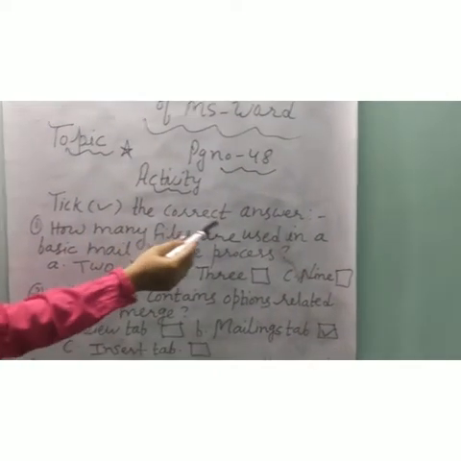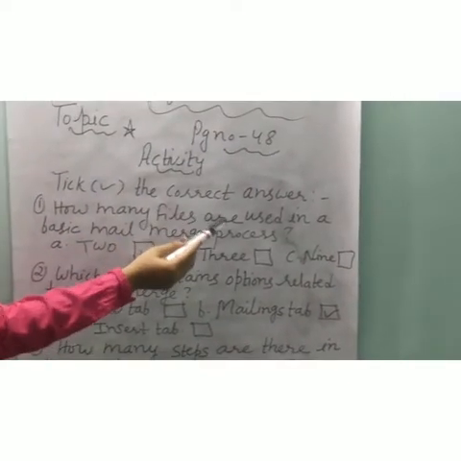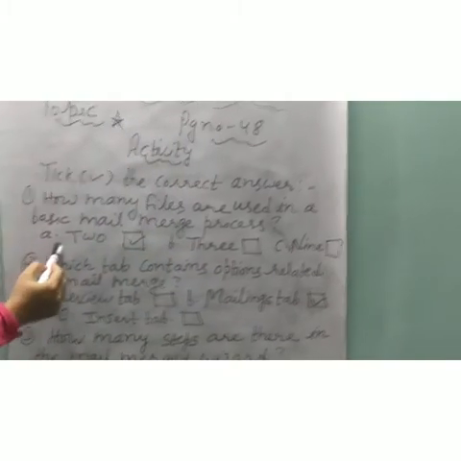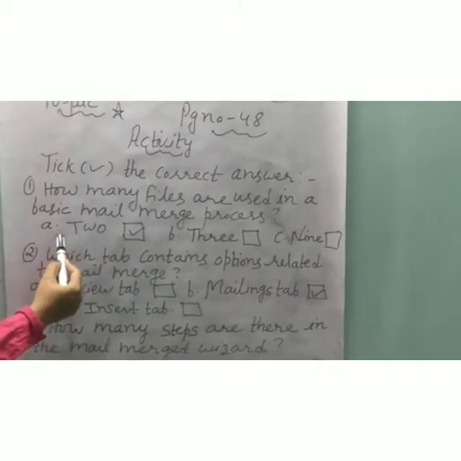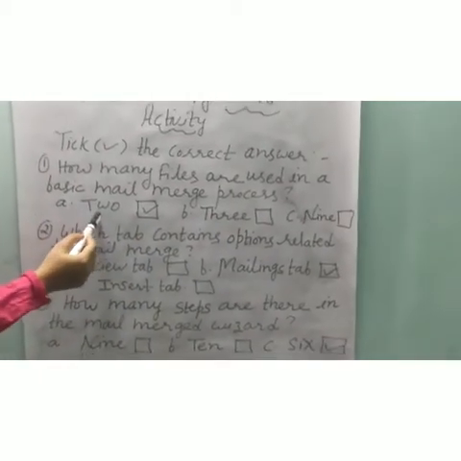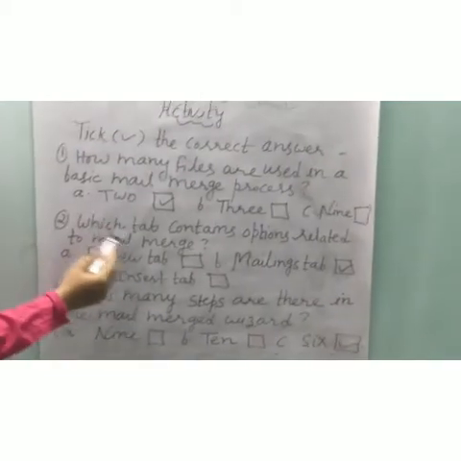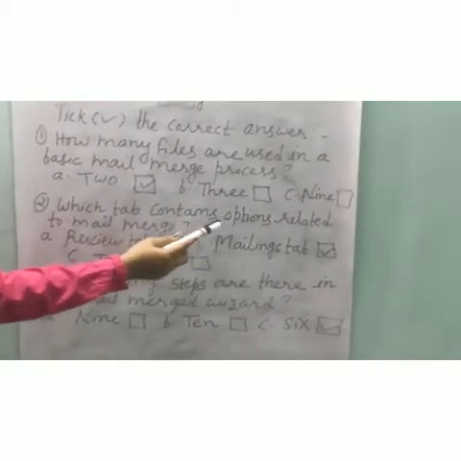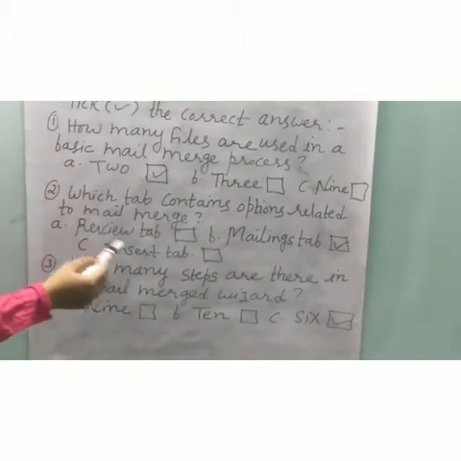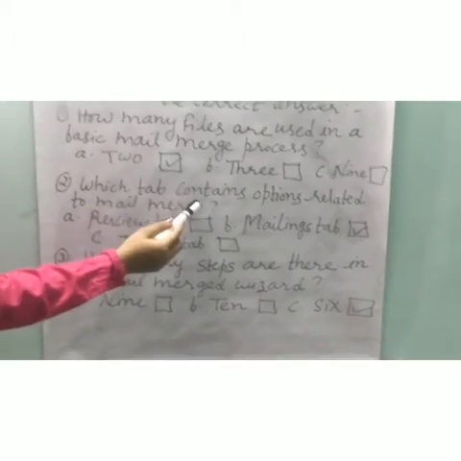Take the correct answer. So first question is, how many files are used in a basic mail merge process? So options are 2, 3 and 9. So answer is A, 2. Okay. Mark it properly. And second question is, which tab contains option related to mail merge? So options are review tab, mailing tab and insert.